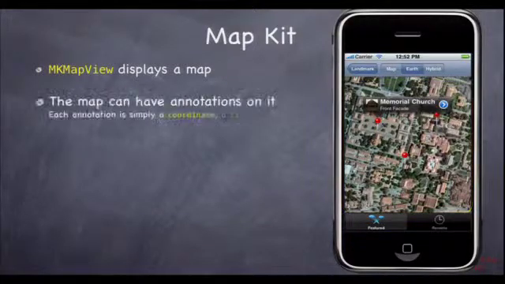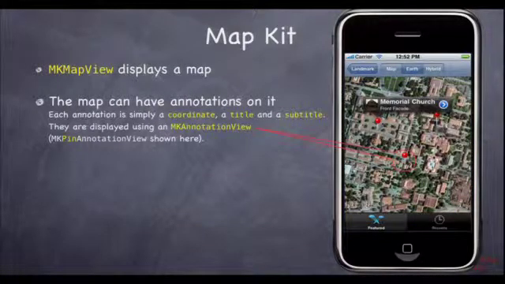Now, on the map, you have what are called annotations. The map view has a very important property called annotations, and it's just an NSArray of objects that implement the MKAnnotation protocol, which we're going to talk about in a second. That protocol is just a coordinate, a title, and a subtitle. The annotations appear on the map using an MKAnnotationView, which we'll also talk about. In this case, they're showing up as pins. You see these red pins are showing the annotations.